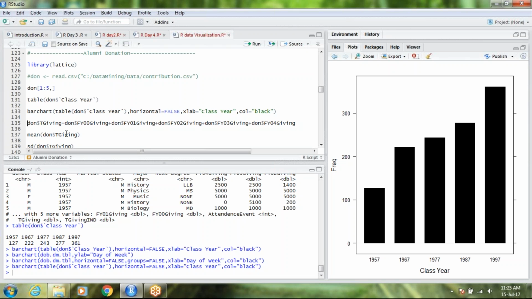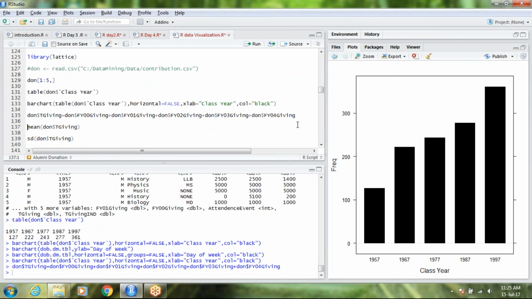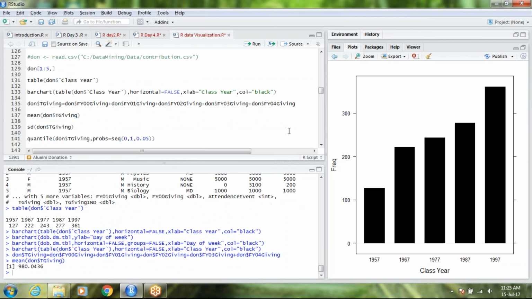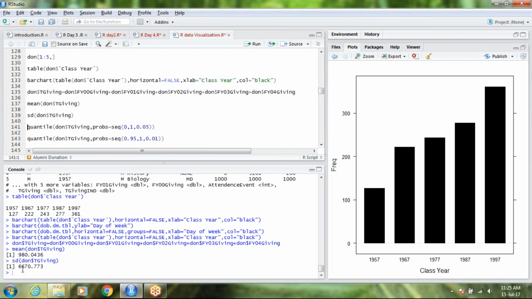So let's say I want to make a new variable, total giving, which is actually a sum of all the donation that has been made by these students, or you can say this alumni. So I have this. Now the mean of this variable is around 980 and the standard deviation is quite high. That means there are quite extreme values in my distribution.